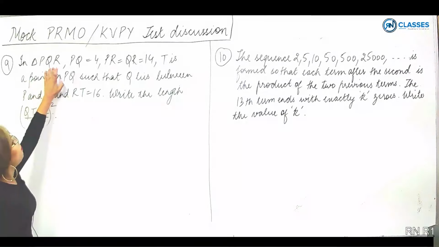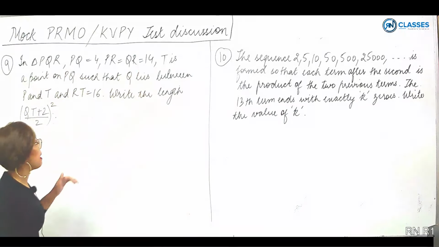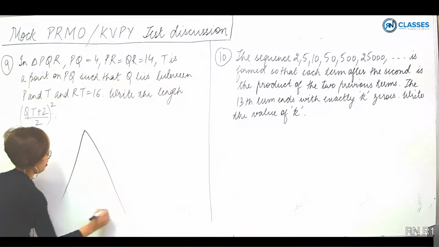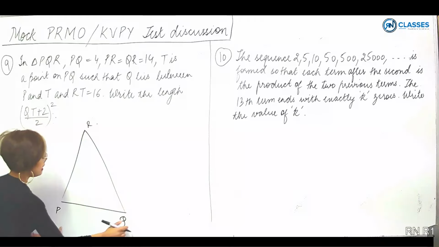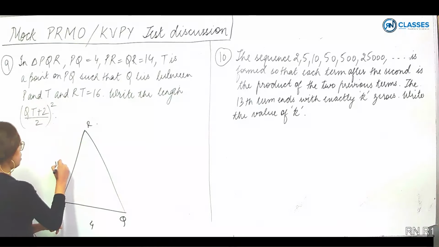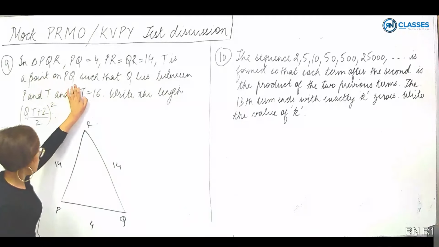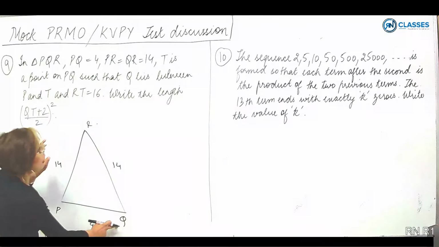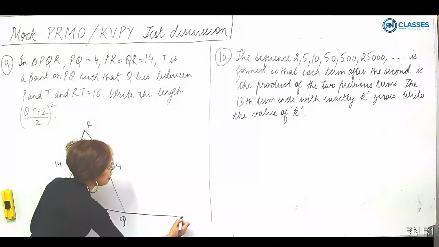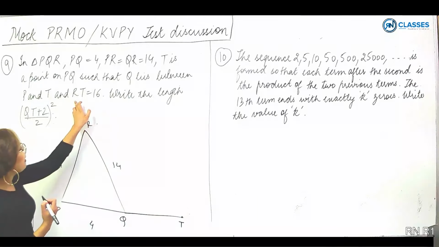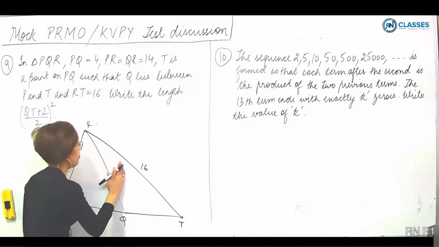He says in triangle PQR, PQ is 4, PR is equal to QR is equal to 14. So let me make my triangle first. So suppose this is my triangle PQR. Now this length is 4, this is 14, and this is also 14. Now he says T is a point on PQ such that Q lies between P and T. So if I extend this, my T is maybe here. And he says RT is equal to 16. So if I join RT, this length is 16.